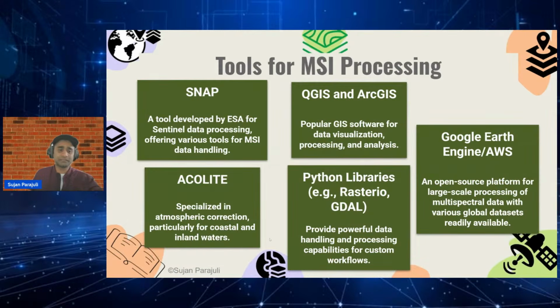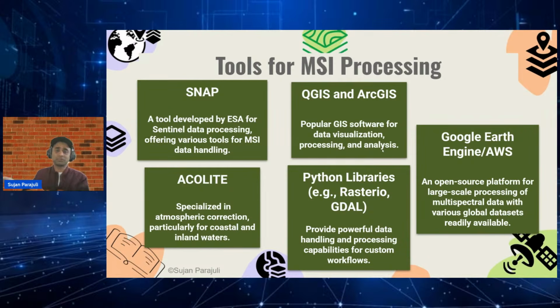So what are the different tools we use for that processing? On the GIS side, there are QGIS and ArcGIS. QGIS is the open source GIS software you can download on your system. It's all free, whereas on the enterprise level, the paid version is ArcGIS. So these are the two popular software used for data visualization, processing, and analysis.